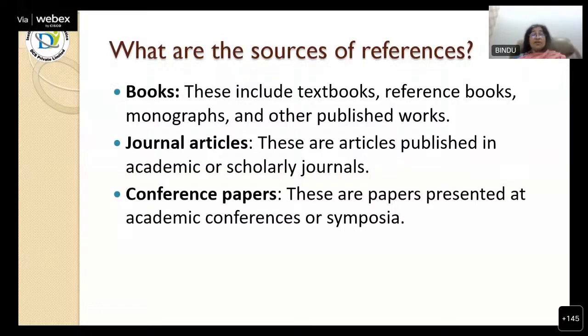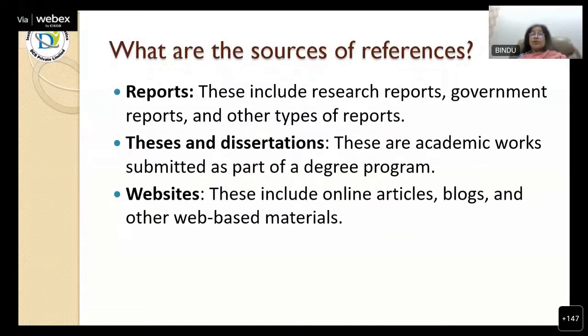It could be a paper which has been presented in a conference or a symposia. Once they are presented in a particular conference or symposia, you can use that information also for referencing. Apart from this, you have the reports, like the research reports or the government reports, like the publications by the World Health Organization, the WHO. Their reports can be used as a source of references. So much research work is going on and it is published as theses or dissertations. Though these academic works are submitted as a part of a degree program, they can also be a source of referencing. Or we can take up the material from websites. This could be online articles, blogs or other web-based materials, or newspaper articles. All these are the sources from which we can take the material, and they are the sources of references for our study.